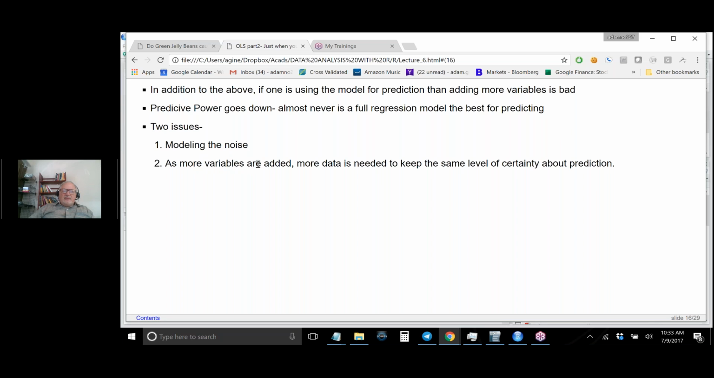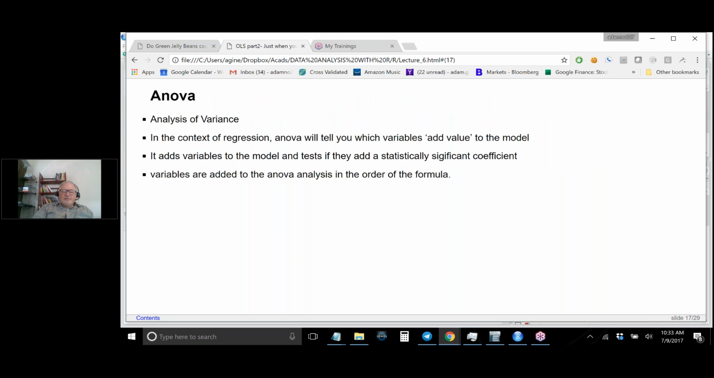And also, as I said, as more variables are added, more data is needed to keep the same level of certainty about the prediction. This is something the linear model and its outputs don't show, but if you're interested in prediction, as you add more variables, if you want your predictive accuracy to stay high, you have to have many more examples, and it typically goes up doubly exponentially. So it's a serious issue. So if possible, you want to use fewer variables.